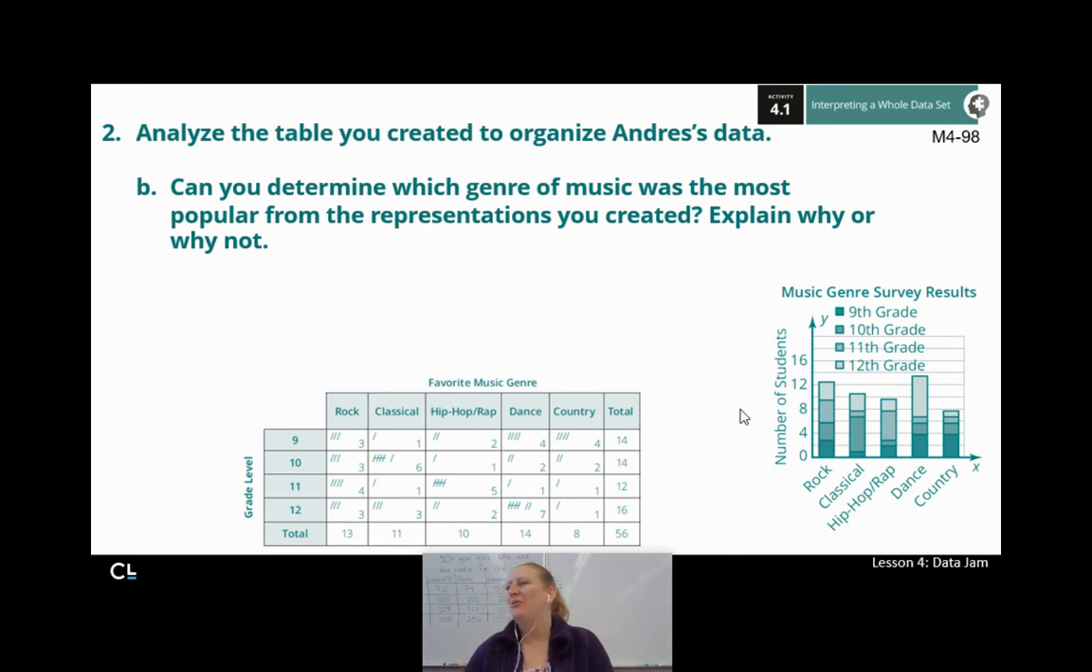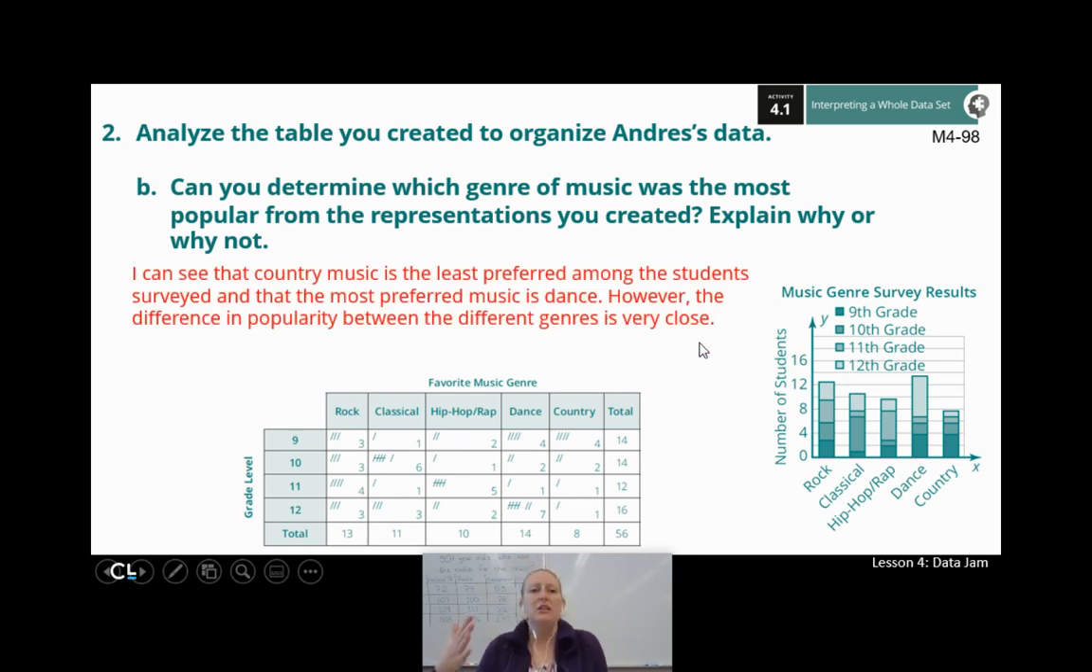Can you determine which genre of music was the most popular from the representations you created? As I look here, I can definitely see what the preferences are. My dance bar is definitely the highest one, so dance is the most popular. The country music bar is my shortest bar, so it's the least popular. I like the graph. I can totally see that country music was the least preferred among the students surveyed, and the most preferred was dance. But for a lot of these, the differences are pretty close. It's not extreme, right? Some of these bars are really close.